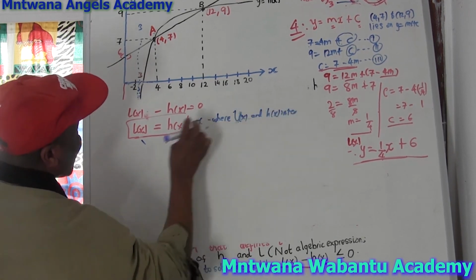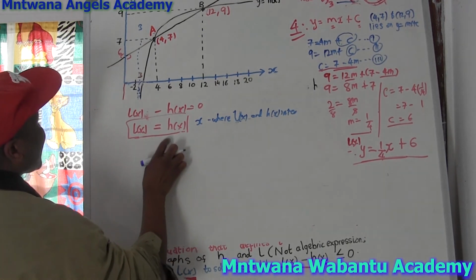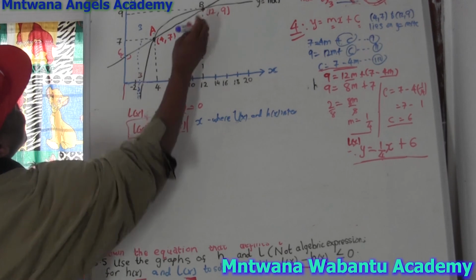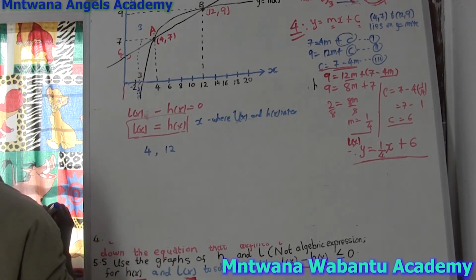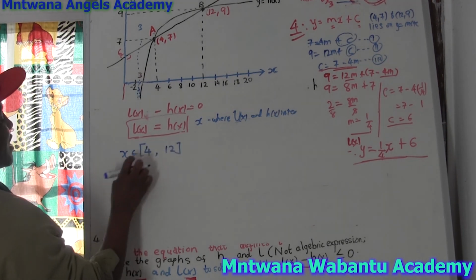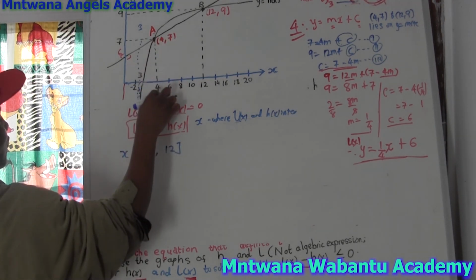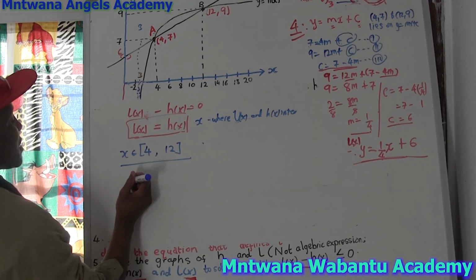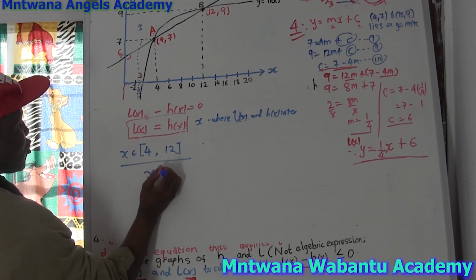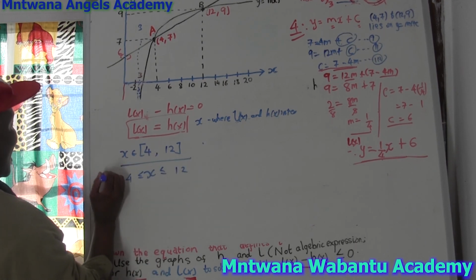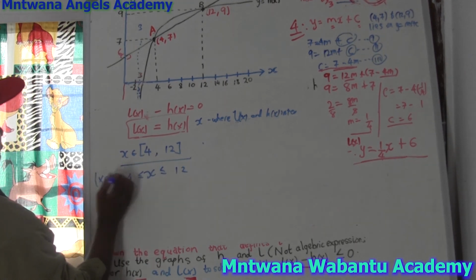How did I know that? Because they are equal. So where do they intersect? From x = 4 all the way to this point where it intersects, 12. So these are the values of x. So x is an element of, including 4 and 12, because we can actually see 4 and 12. If you don't write it like this, you can just say x including, starting from 4 all the way to 12, and x is an element of the real numbers.